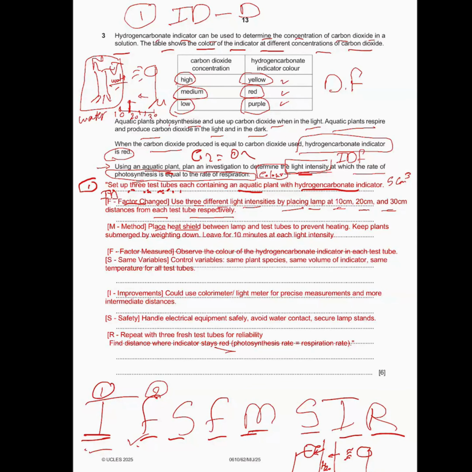So place heat shield between the lamp and test tube, prevent heating. Keep plants submerged by weighing it down for 10 minutes at each light intensity. So what was kept constant? The dependent factor: observe the color of the hydrogen carbonate indicator in each test tube. The controlled variables: same plant species must be used, same volume of indicator must be used, same temperature must be used for all the test tubes.